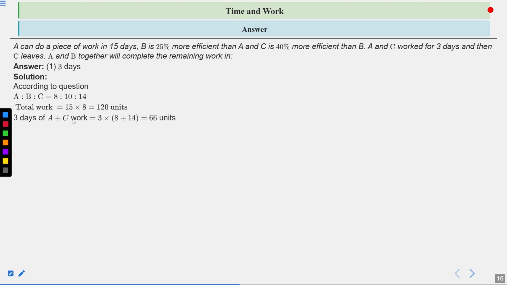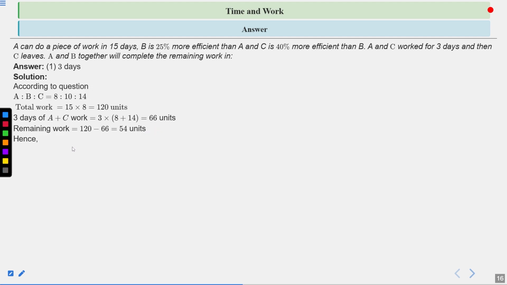Now 3 days of A and C. We know that the efficiency of A is 8 units and the efficiency of C is 14 units. So the work done by A and C together in 3 days will become 14 plus 8 multiplied by 3. 14 plus 8 becomes 22, and multiplying by 3, we get 66 units. So the remaining work will become 120 minus 66, which equals 54 units.